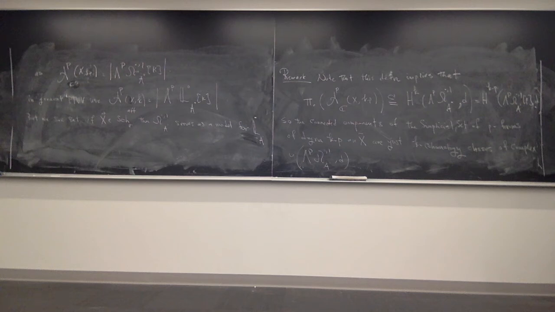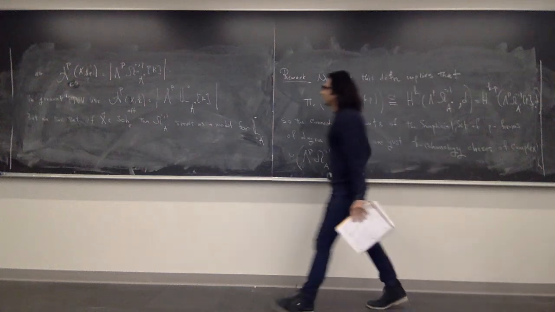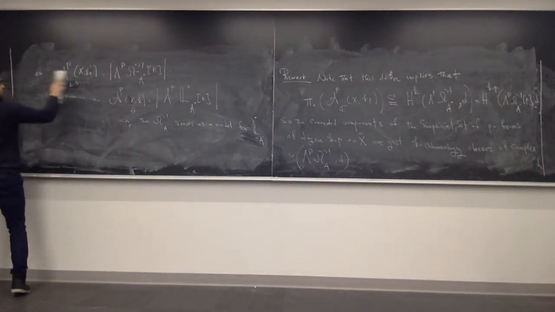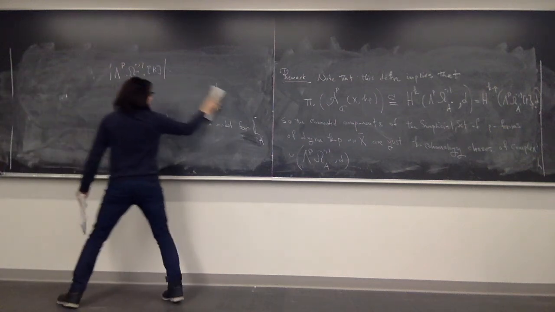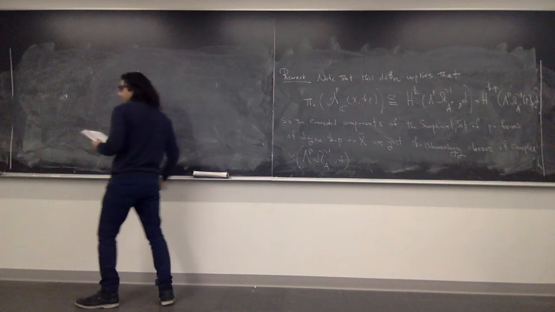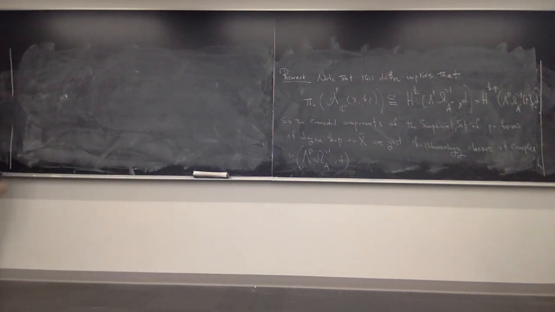When I was writing this down, I thought, shouldn't write it as k minus p. I'm too tired right now to think. So, fix this degree. Yeah, but you get the idea. Okay, so that is that.